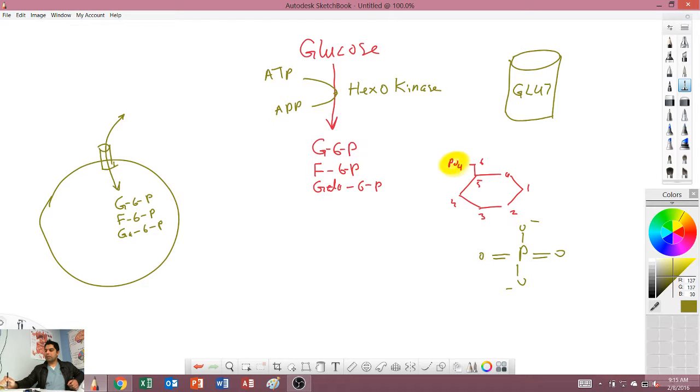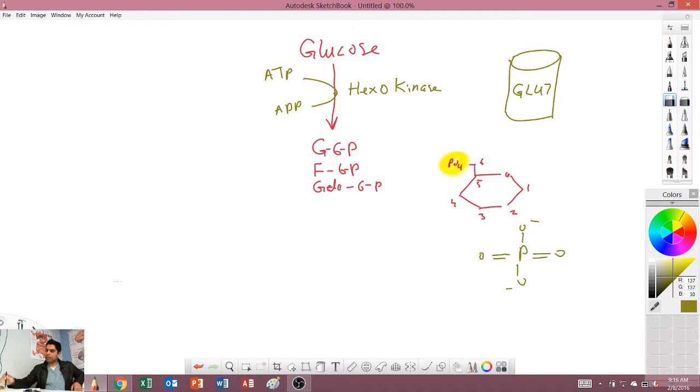Otherwise, remember, if you add a phosphate, that glucose cannot fit through this channel. So it has to happen inside the cell. This is the first step of all monosaccharide metabolism. The first cellular step in carb metabolism is what? Hexokinase.